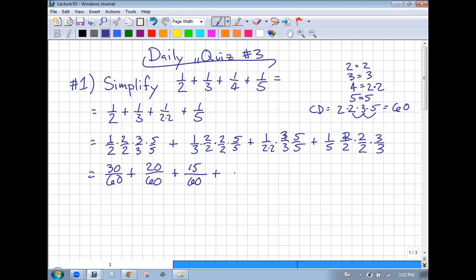And then we have our 1/5. This dude right here, right? It's 1/5 being multiplied by 1 three times. So the stuff on the bottom is 60. We have 3 times 2 is 6, times 2 is 12. 12 out of 60 is the same as 1/5. Okay. So now, since we turned all these into 60ths, we can just add the tops across. 30 and 20 is 50, plus 15 is 65, plus 12 is 77. 77 sixtieths. That's one way you could do it, right?